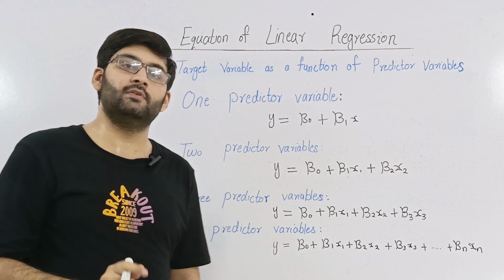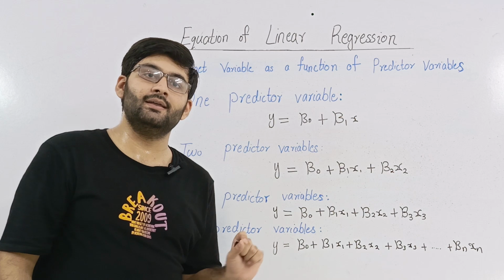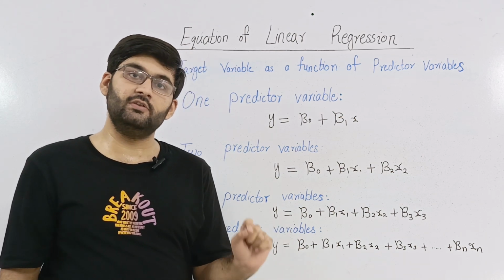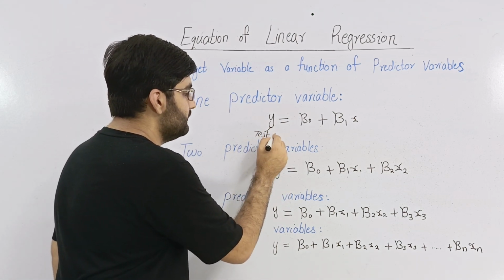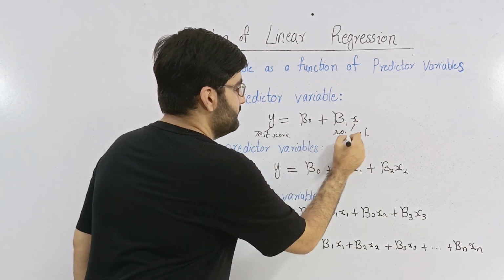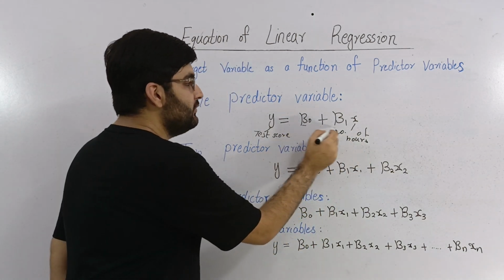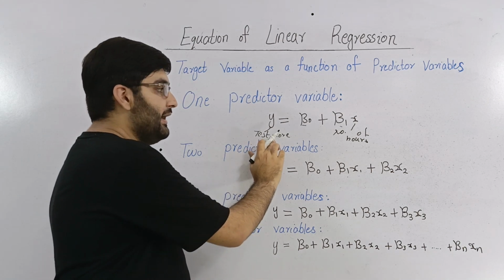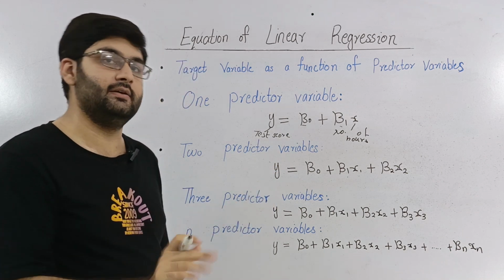To make sense of this, let's get back to the scenario in which we were predicting the test score of a student based on the number of hours he studied. So, y would represent the test score and x would be the number of hours. So if we know the values of beta 0 and beta 1, then we can find the test score of any student given the number of hours he has studied.